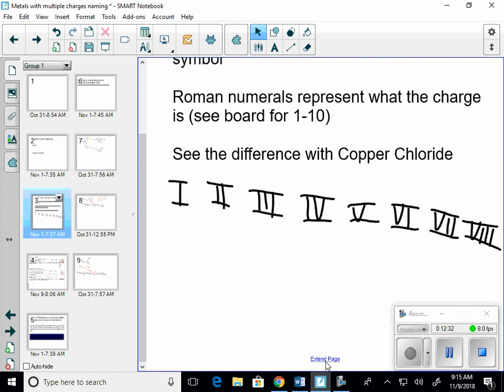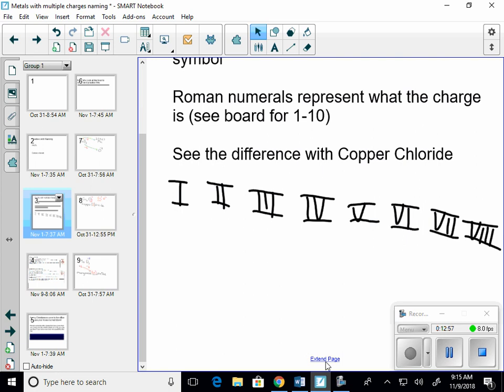The reason why we need that is when we start writing the formulas of compounds that have a metal with more than one charge, we use the Roman numeral to represent the charge of the metal. We don't use regular numbers, because regular numbers we use in formulas instead, like H2O. So Roman numerals will be used now.